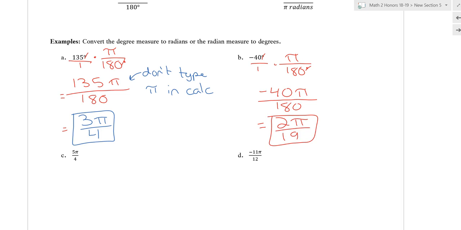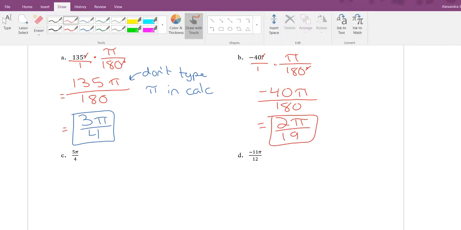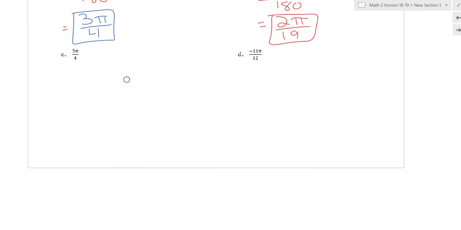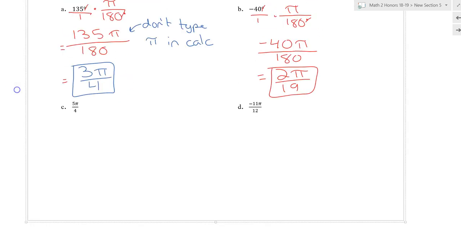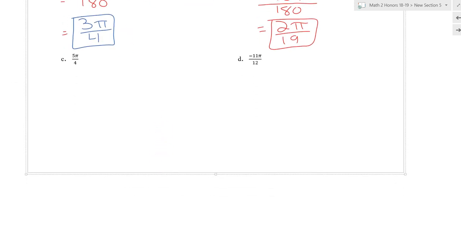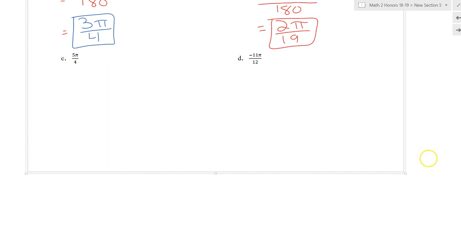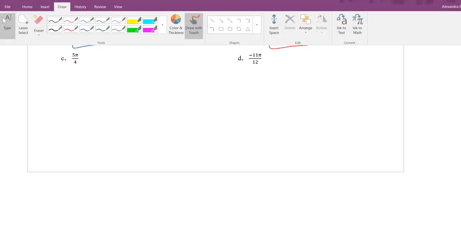Now, if I don't have a degree symbol, it's in radians. For the most part, radians have a pi symbol in them, but you don't necessarily need it. Okay, it's not necessary. So anytime there's no degrees, it's in radians. Okay, so this is 5 pi over 4.